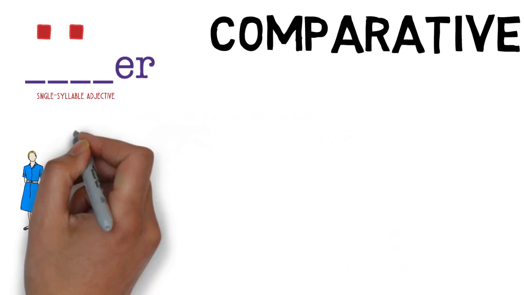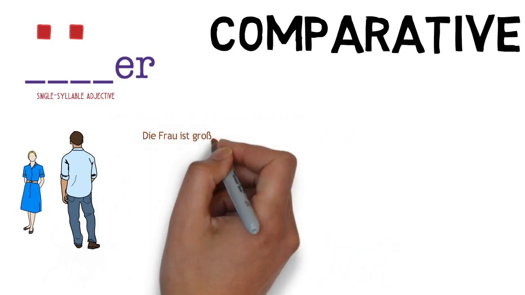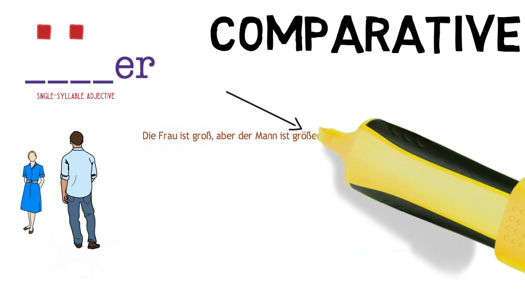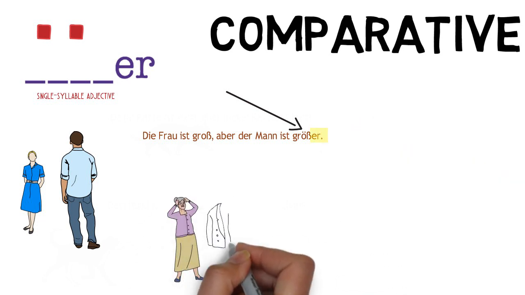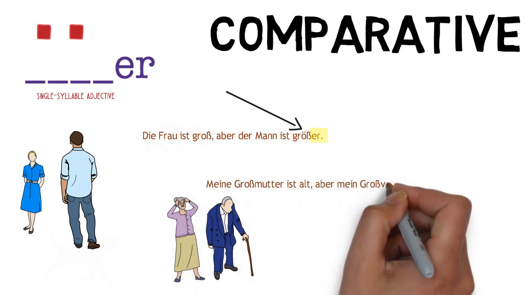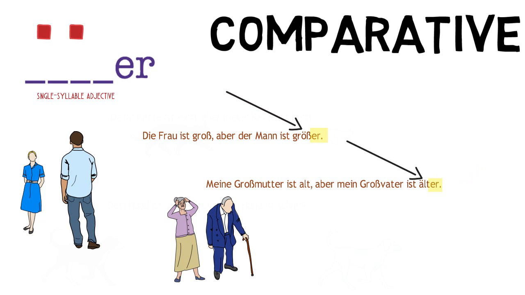So for instance, you'd say, Die Frau ist groß, aber der Mann ist größer. Because groß is a single syllable adjective with an O, you add an umlaut as well. Or you could say, Meine Großmutter ist alt, aber mein Großvater ist älter. Because alt is a single syllable adjective with an A, you add an umlaut as well as the er.